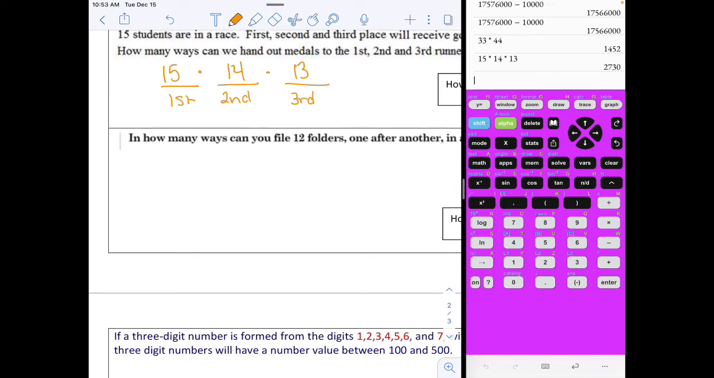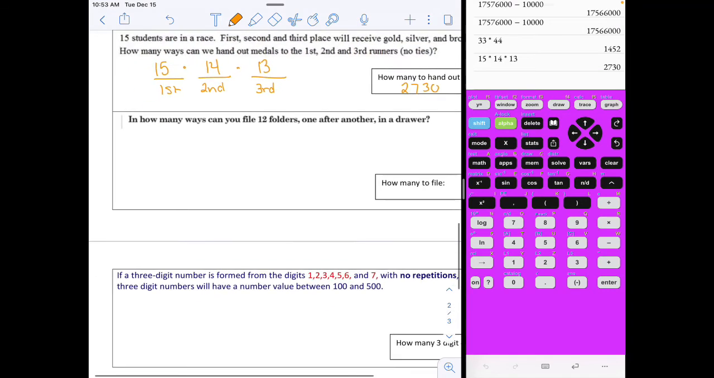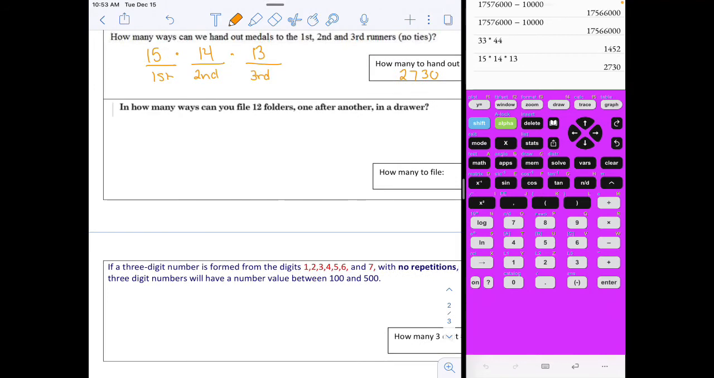Now, how many ways can we file 12 folders, one after another, in a drawer? So this is kind of like a phone number, a password. There are some very specific things we're going to be doing in an order. So we have the first folder, the second folder, the third folder, and it does say we're going to put all the folders away. It's not like we're only going to put away 3 of them. If we were only going to put away 3 folders, we would stop here.